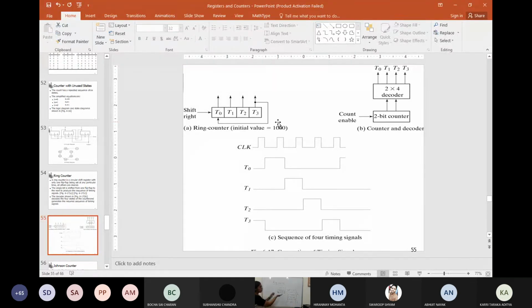Depending upon the fresh input, we can generate different timing sequences. Now if you draw a diagram, how does it look? 0, then 1, then 1, then 0. Then the next one, how does it look? 0, 0, 1.